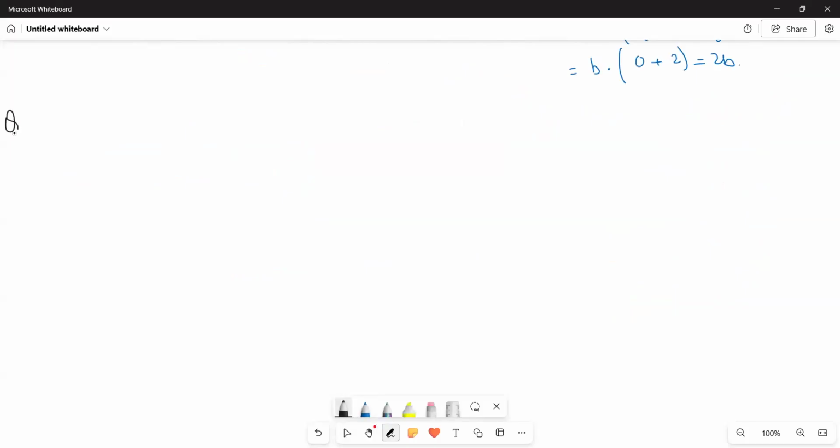Okay. Next question. Discuss differentiability of f(x) equal to root over of 1 minus root over of 1 minus x square at x equal to 0.